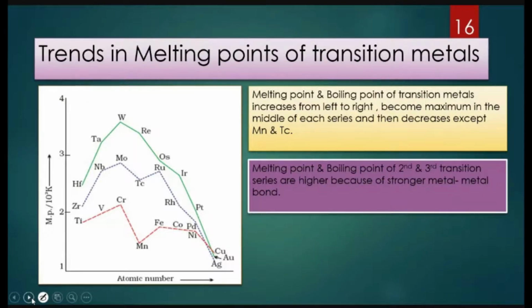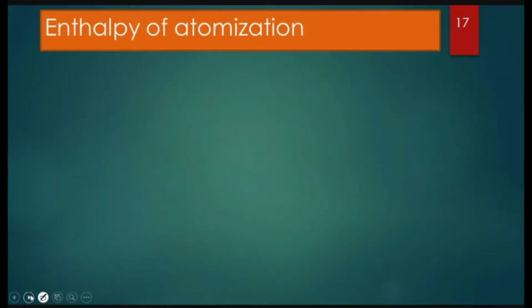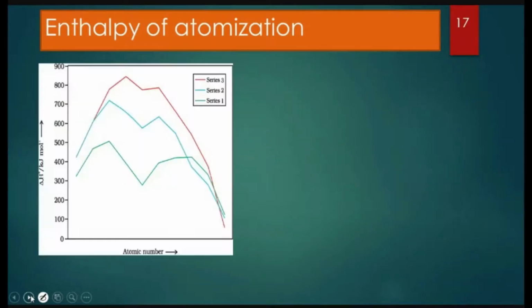Melting point and boiling point of the second and third transition series are higher because of stronger metal-metal bonds. As the atomic number increases, the number of unpaired electrons available increases, which leads to the formation of strong metal-metal bonds. That is why the melting point and boiling point of the second and third transition series are higher because of stronger metal-metal bonds. Enthalpy of atomization. Here it is defined like this.